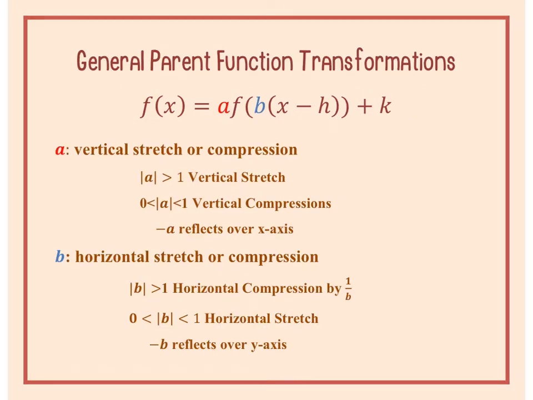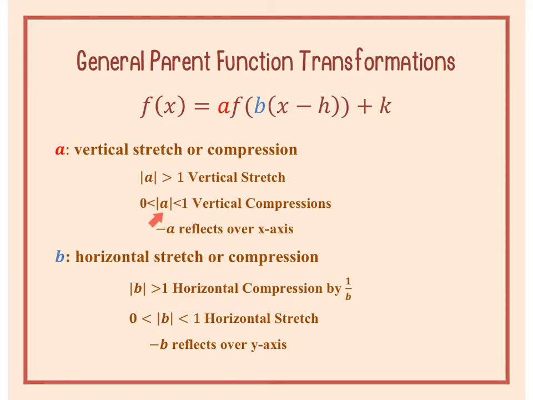So here are the first two rules about transformations. A is going to always be in front of the function. A is never in parentheses. So A is going to tell us if it's a vertical stretch or compression. Now we look at the absolute value of it, so we don't care if it's a negative sign to tell if it's a vertical stretch or compression. If the absolute value of A is greater than 1, it is called a vertical stretch. A vertical stretch means the graph is going to get taller quicker. It's basically being pulled away from the x-axis.